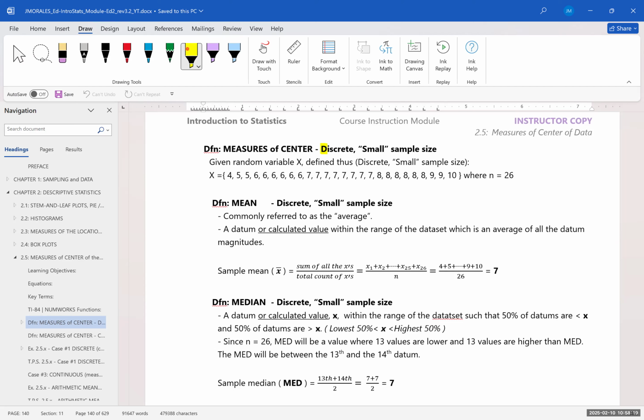And we're going to be looking at discrete datums and small sample sizes. So what do we mean by that? Well, discrete refers to a data type or a number type that is a countable number. So a countable number is something that you would count with your hands, right? So you could count up to 5 with your hands, or you could count up to 7. All right. So this data set for random variable x is composed of all discrete datums. Okay, these are all countable numbers.